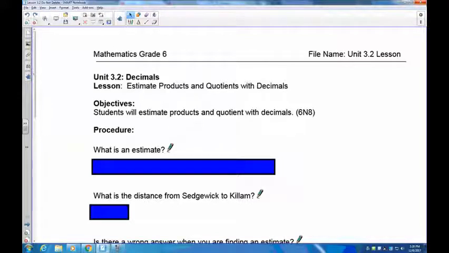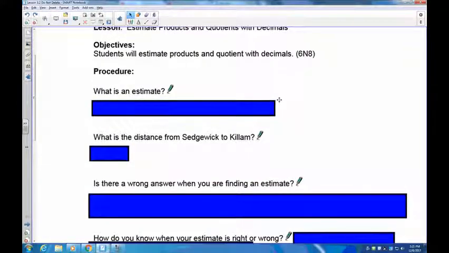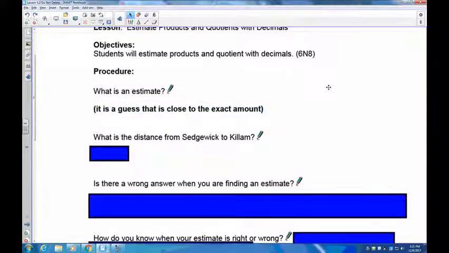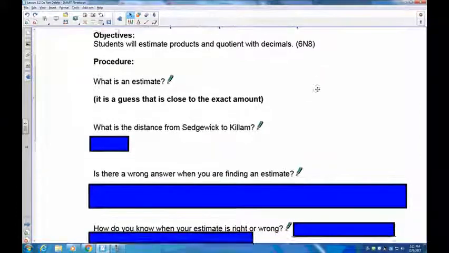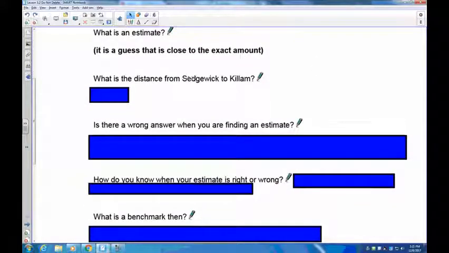So let's start with what is an estimate? Well, an estimate is a guess. Now that guess has to be close to the exact amount. Okay. Now, for example, where I live is in a town called Sedgwick, and there are nearby towns called Killam. So the distance from Sedgwick to Killam is around 10 kilometers.